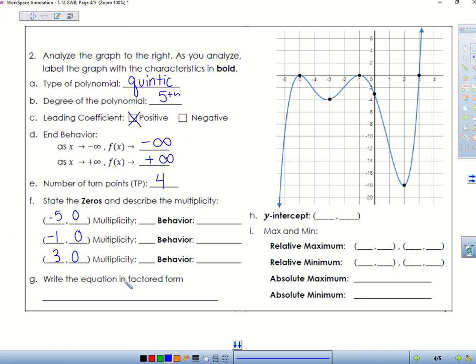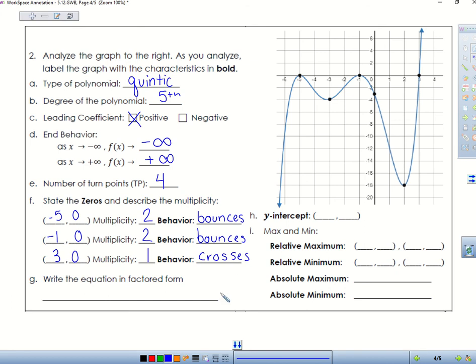At the -5, 0, what's the multiplicity? 2. Good, and it bounces. What about at the -1? Also 2. Also bounces. Good. That's good. And what about at the 3, 0? 1, and then it crosses.